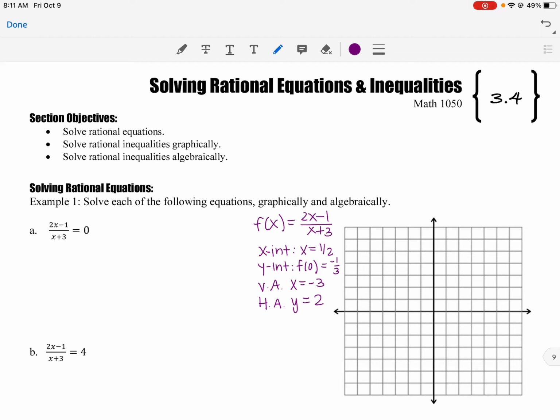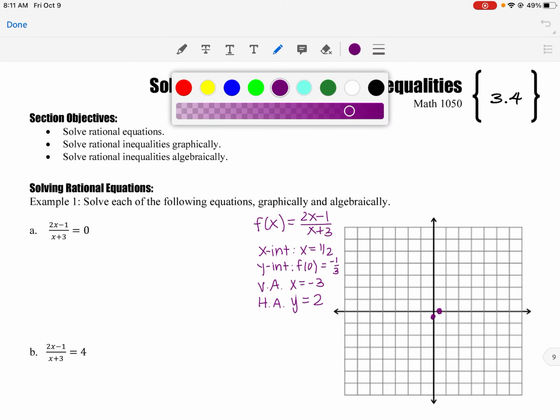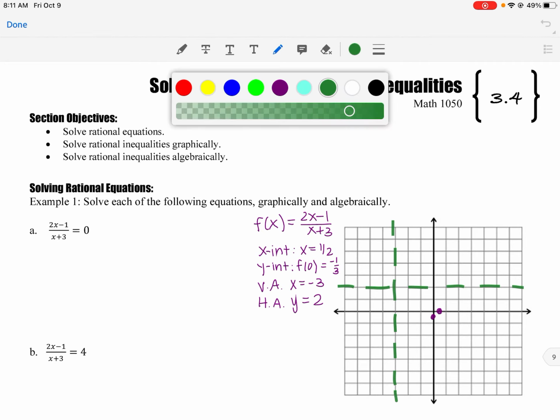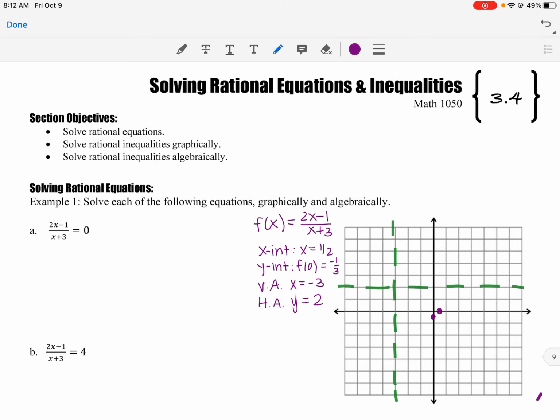Okay, so now let's think about this graph. Let's go through and do it. We've got x is a half, y is negative a third. Then we've got some asymptotes, right? So in this case, we've got x equals negative 3, and y is positive 2. So now as you go through, we can connect these points, right? Draw in your graph, and the other one will be in this upper left quadrant.